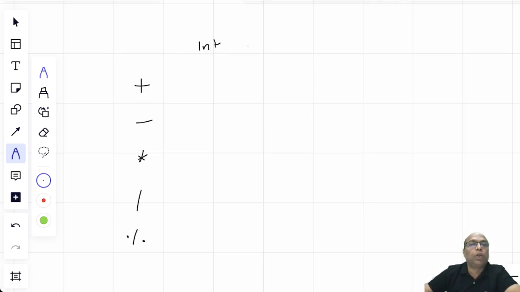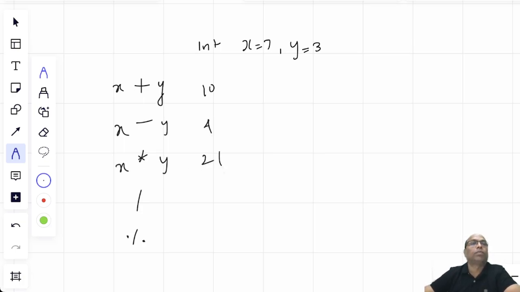So I have declared two variables. One is integer x is 7, y is 3. I'm going to say here x plus y. What's the answer? I'm going to get 10. X minus y. What's the answer? I'm going to get 4. X into y. What's the answer? I'm going to get 21.